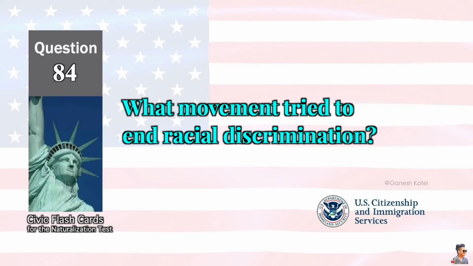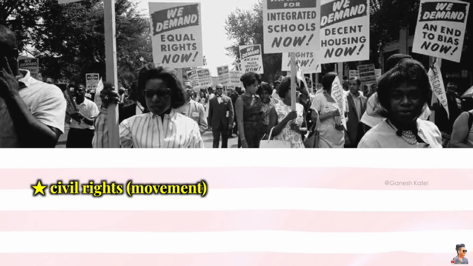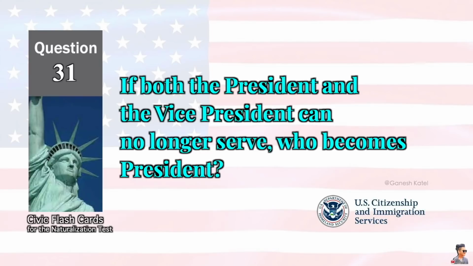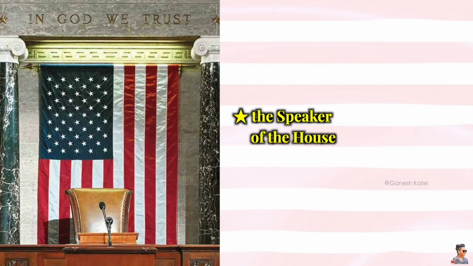What movement tried to end racial discrimination? Civil rights movement. If both the president and the vice president can no longer serve, who becomes president? The Speaker of the House.